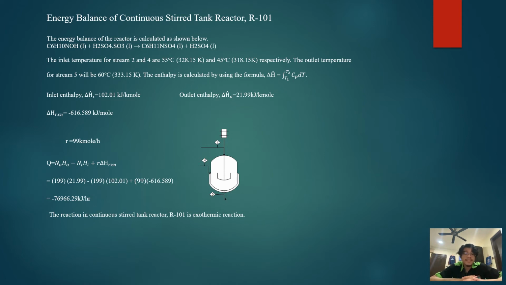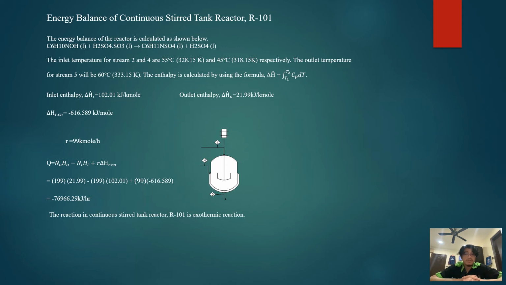By integrating the heat capacity Cp, we can calculate the enthalpy delta H. After we get the value of inlet and outlet enthalpy, we can obtain the delta H reaction, which is negative 616.589 kJ per mole. The rate of reaction R is 99 kmol per hour. We can obtain the value of Q by using the formula and we get negative 76966.29 kJ per hour. The negative sign indicates that the reaction in the continuous stirred-tank reactor is an exothermic reaction. It means that the process releases heat.